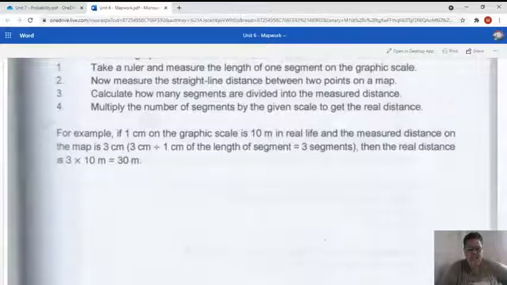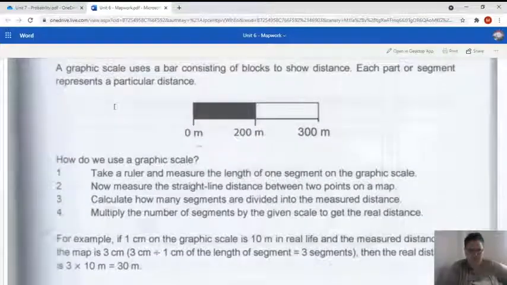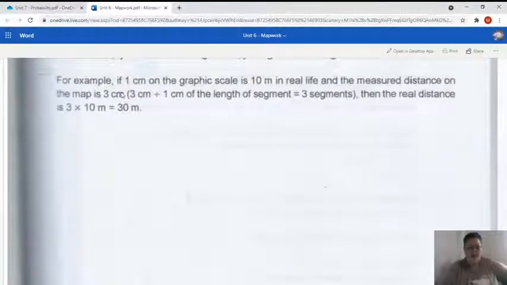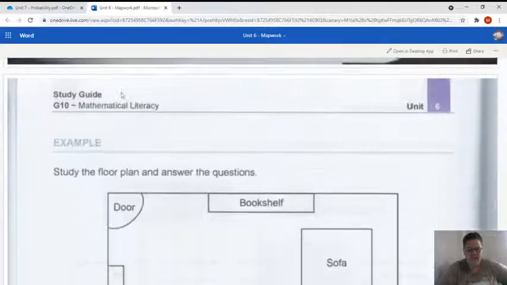Multiply the number of segments by the given scale to get the real distance. So for example, we're going to this one over here. If 1 centimeter on the graphic scale is 10 meters in real life and the measured distance on the map is 3 centimeters, you will take 3 centimeters divided by 1 centimeter, the length of the segment. So there will be 3 segments. Then the real distance is 3 times 10 meters equals 30 meters. Okay? All with me, all together, all understand. You guys can go over this a little bit later as well. I will give you enough time.